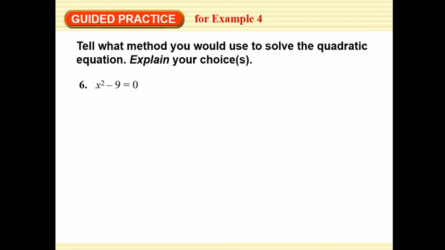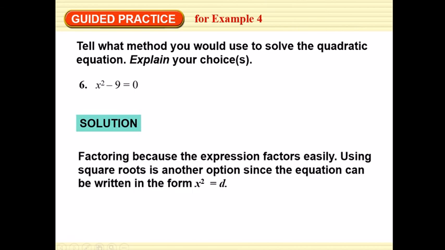X squared minus 9 equals 0. Well, that one, you can factor, of course, since this is a difference of squares. It would factor into x plus 3 times x minus 3. Or you could also take the square root. Both of them are going to be 2 steps each. So you'd have to add 9 and then take the square root.